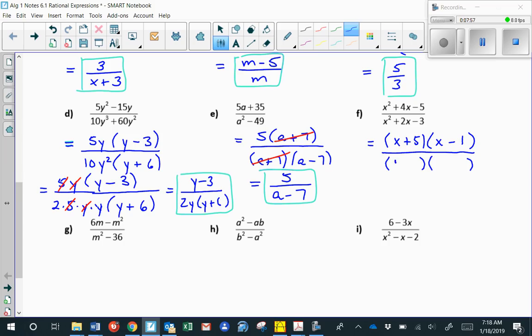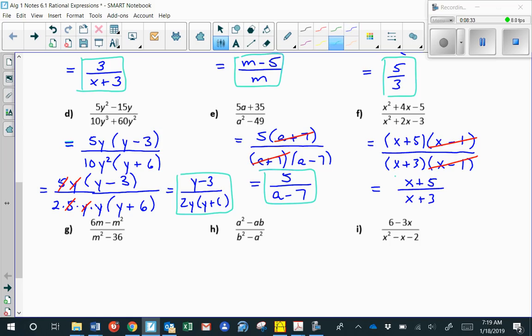So that means that the first term in each of the binomial factors is x. The last terms have to have a product of -3, and they have to add up to +2. So those will be +3 and -1. Now you'll notice that both the numerator and denominator contain a common factor of x minus 1, and we can cancel that, leaving us with a final result of x plus 5 over x plus 3.